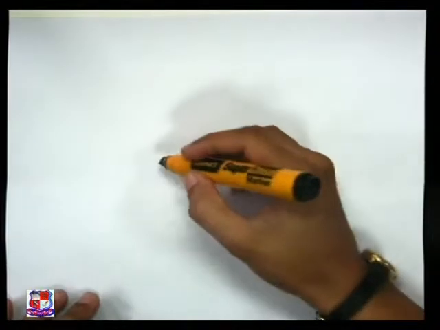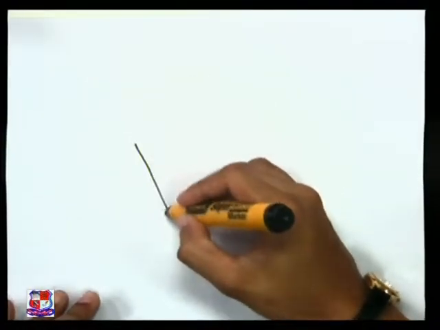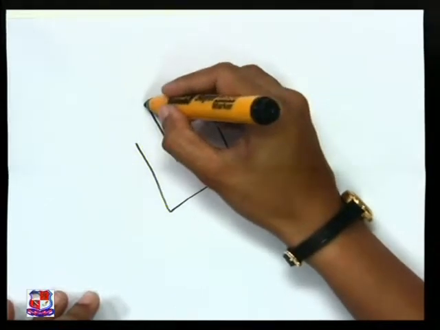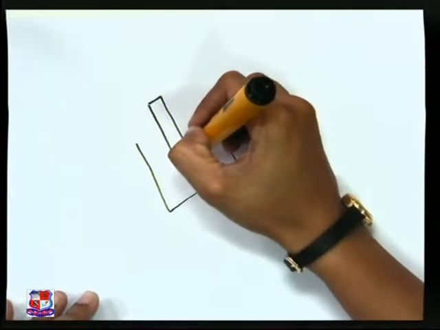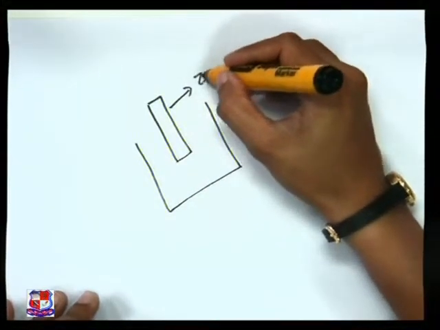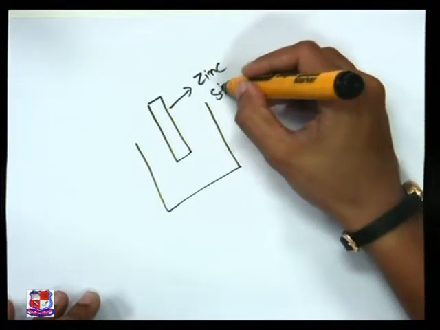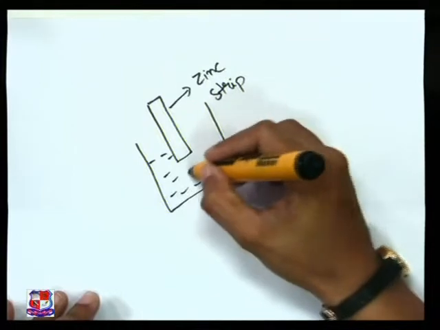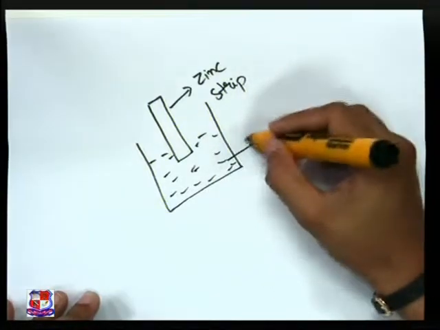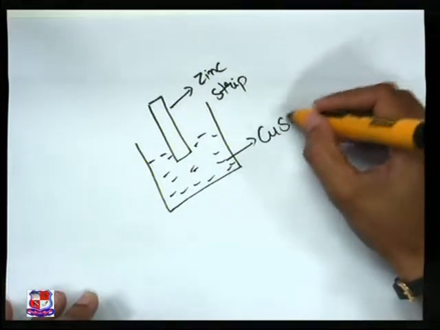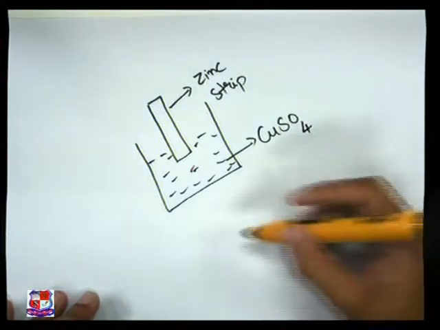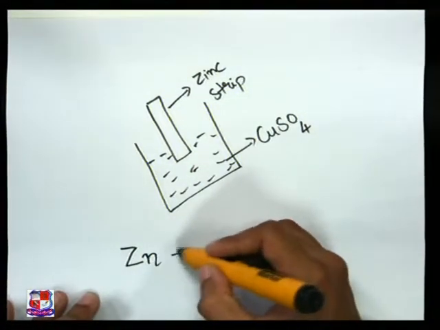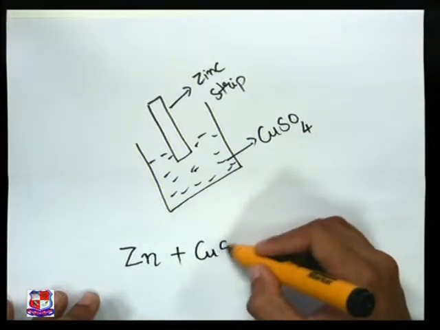Suppose we have, like this, a strip of zinc. This is the zinc strip, that is our electrode, and I am dipping it into my copper sulfate solution, that is my electrolyte. Now what happens in the reaction? If you see here, the zinc strip is dipped into copper sulfate solution.